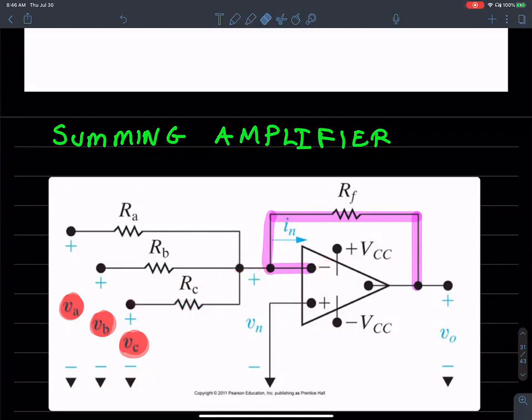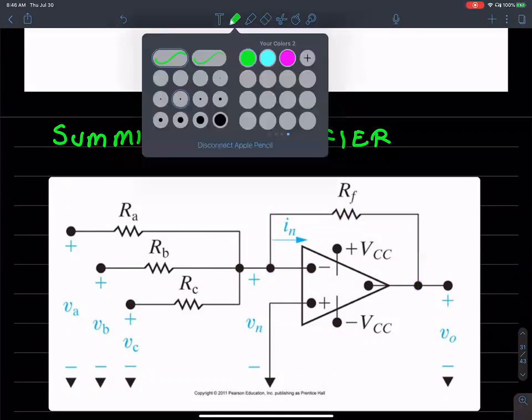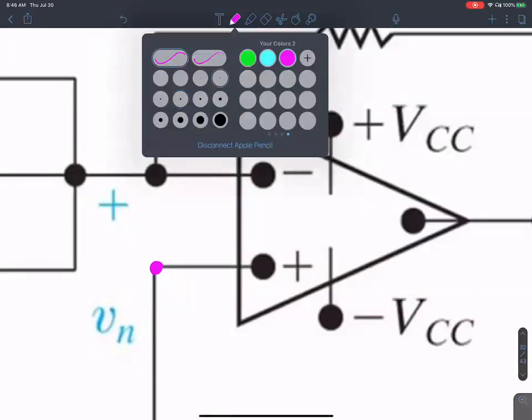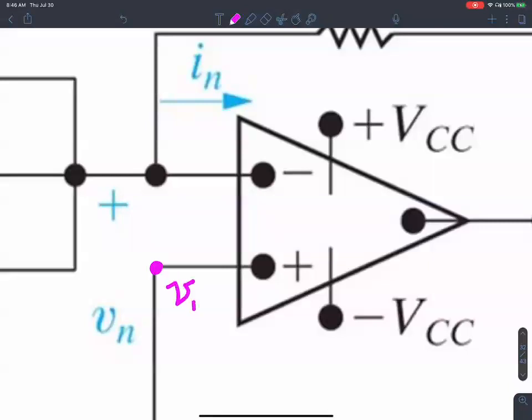Okay, let's see if we can begin the analysis here. We always like to do the analysis by identifying Vn. So this guy is V positive, and this node is V negative. Okay, that's V negative.